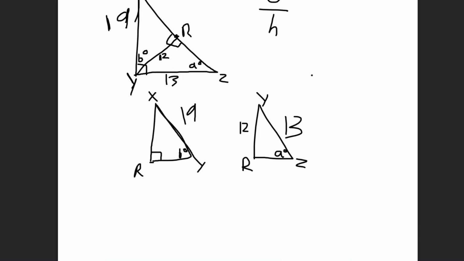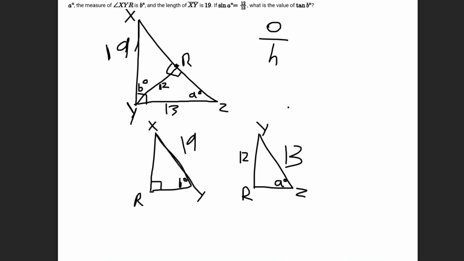These two triangles are similar. So tangent of B is the same thing as tangent of A. As you can see, we redrew these two triangles, and since they're similar, the angles are the same. B corresponds to A, so these are the exact same angles. If we can find tangent of A, that'll be the same thing as tangent of B.